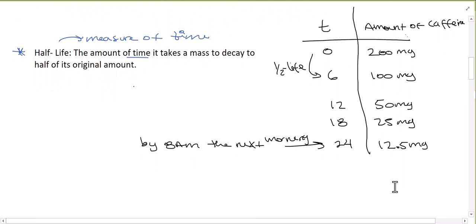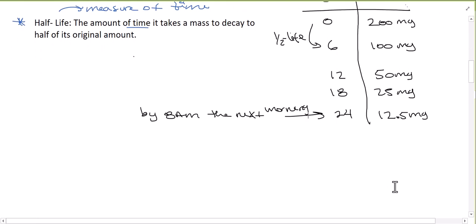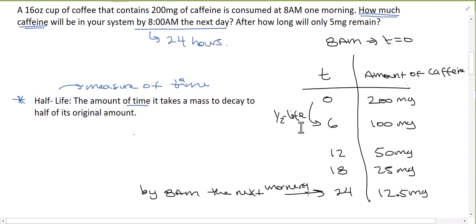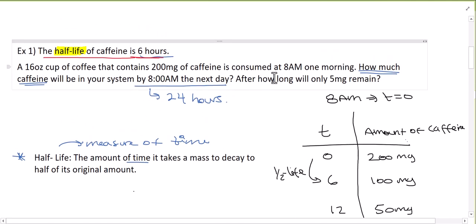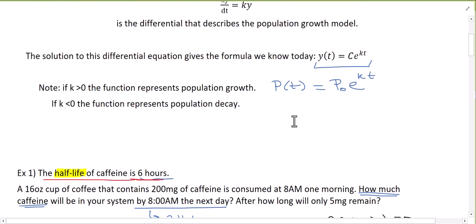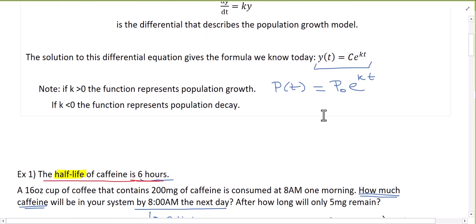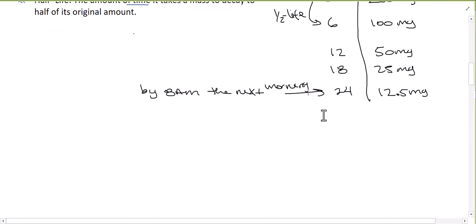Notice that we did not need the equation in this case because our half-life of 6 hours is a factor of 24. So we could just go by factors, but for the next one, after how long will only 5 milligrams remain? Now we do need our equation for exponential growth and decay. So let's look at our equation for exponential growth and decay.